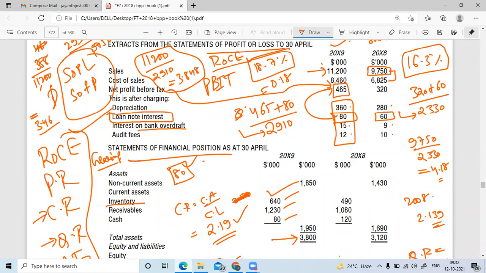320. What is that? This is 2008's net profit before tax. So you're adding 60 to it. Why will you add 60? Because you should get PBIT, correct?